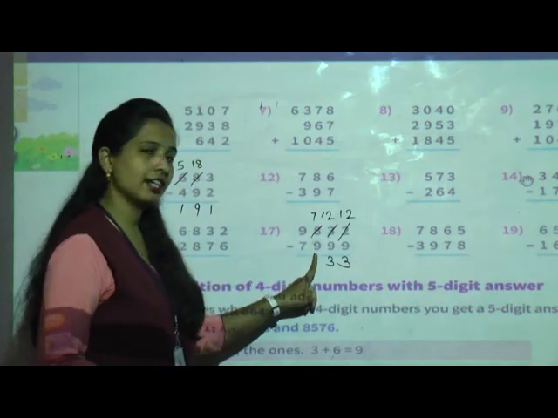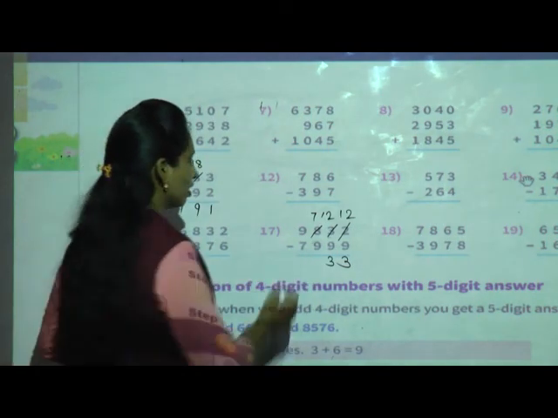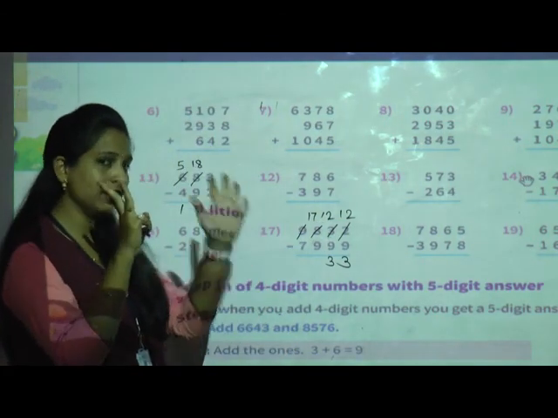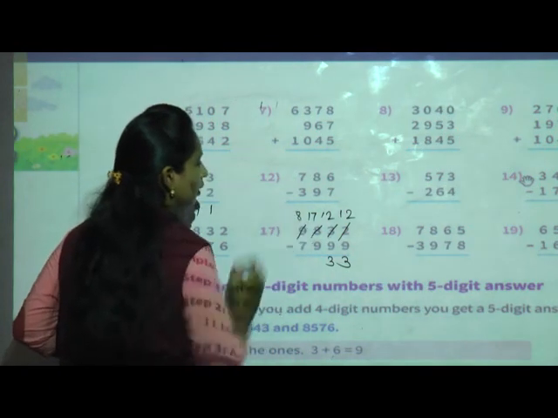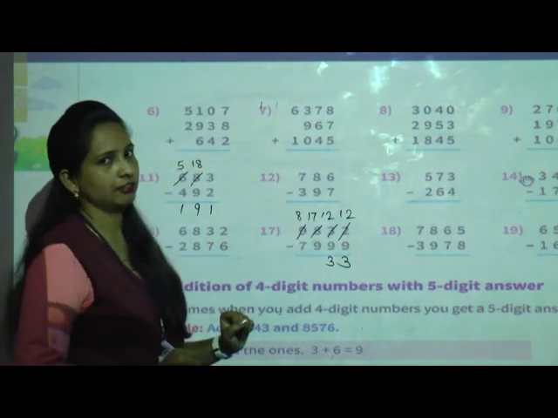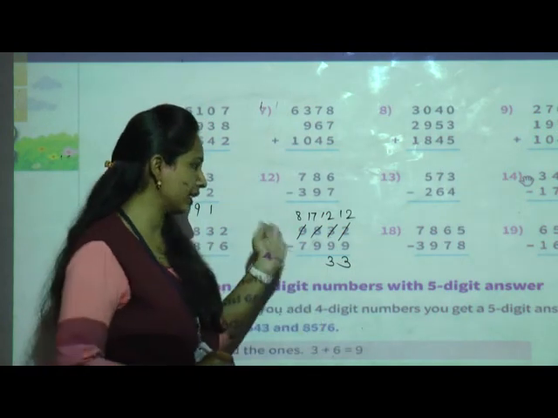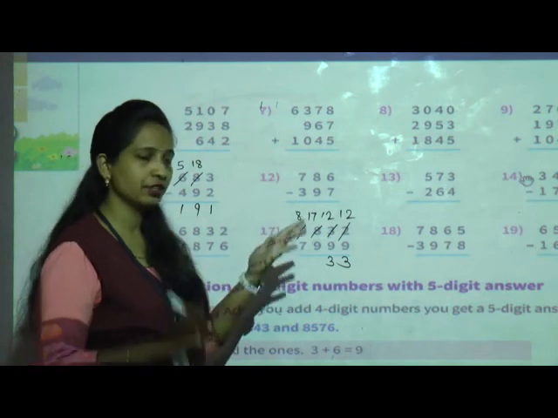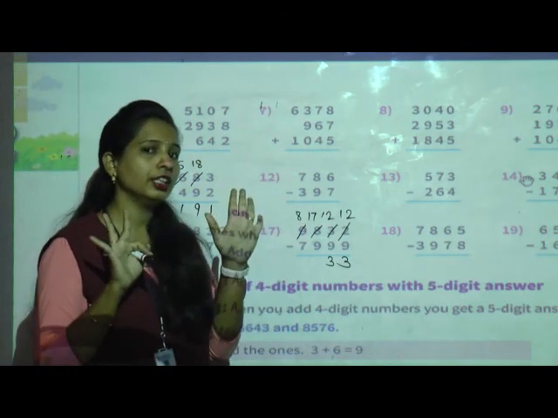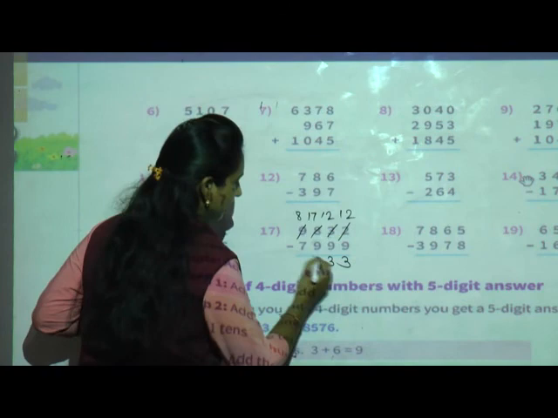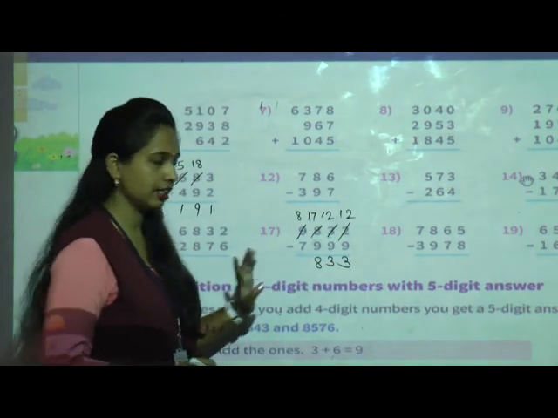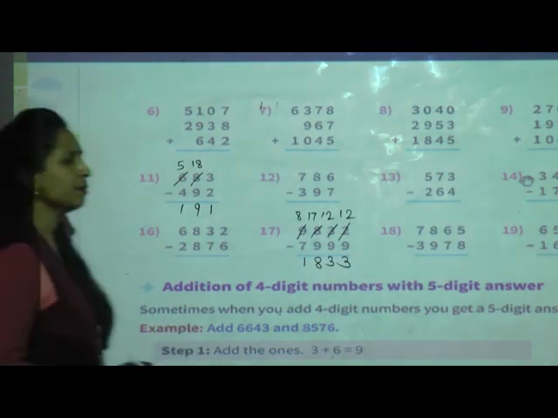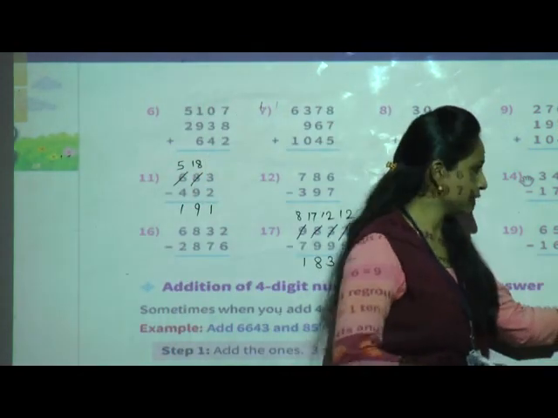The 7 minus 9 we cannot do. So ask your neighbor to give 1 borrow. Neighbor is having 9, he will give 1, 8 will remain with neighbor. Okay, now 17 minus 9, just count after 9 till 17 comes. 9 after 10, 11, 12, 13, 14, 15, 16, 17. How many? 8. So write 8. Now 8 minus 7, you know very well, 1.